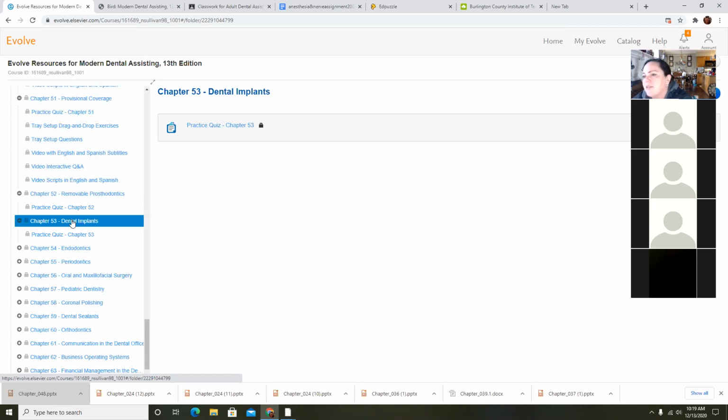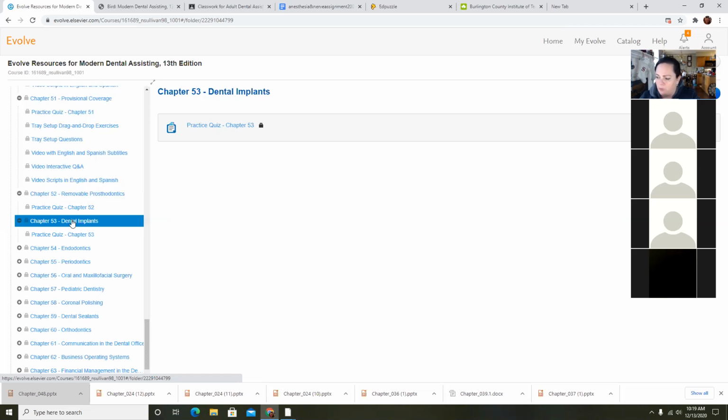What does the implant replace? The natural tooth. The root. Not the natural tooth. What does it replace? The root. The root. Thank you. It replaces the root of the natural tooth. Okay? It replaces the root of the natural tooth. All right?